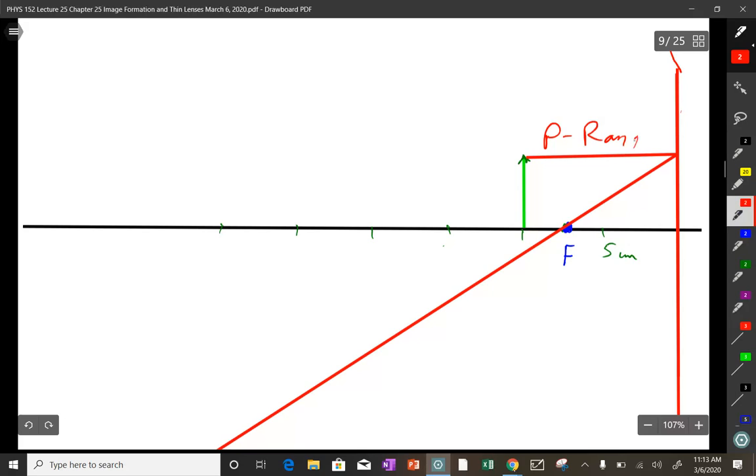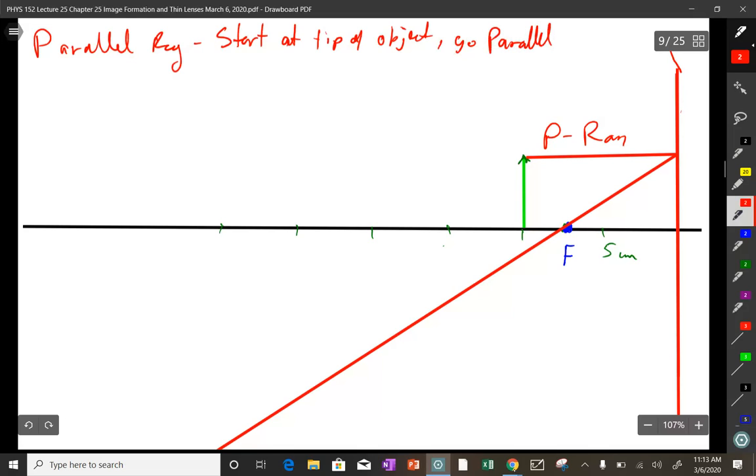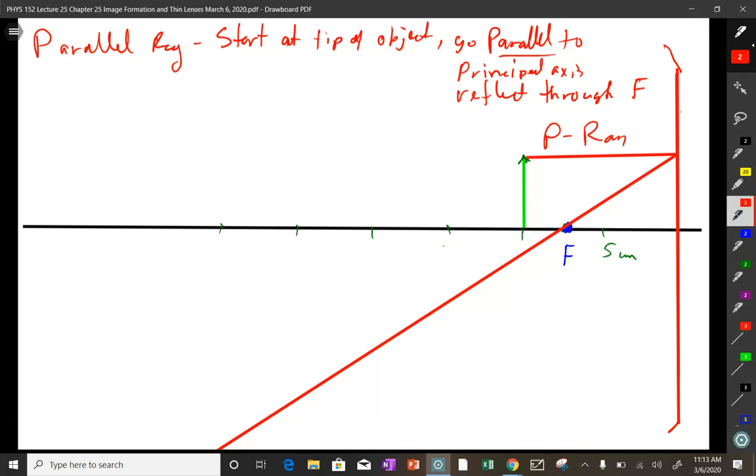So the P ray starts at the tip of the object, goes parallel to the principal axis, reflects through the focal point. So that's the first ray.